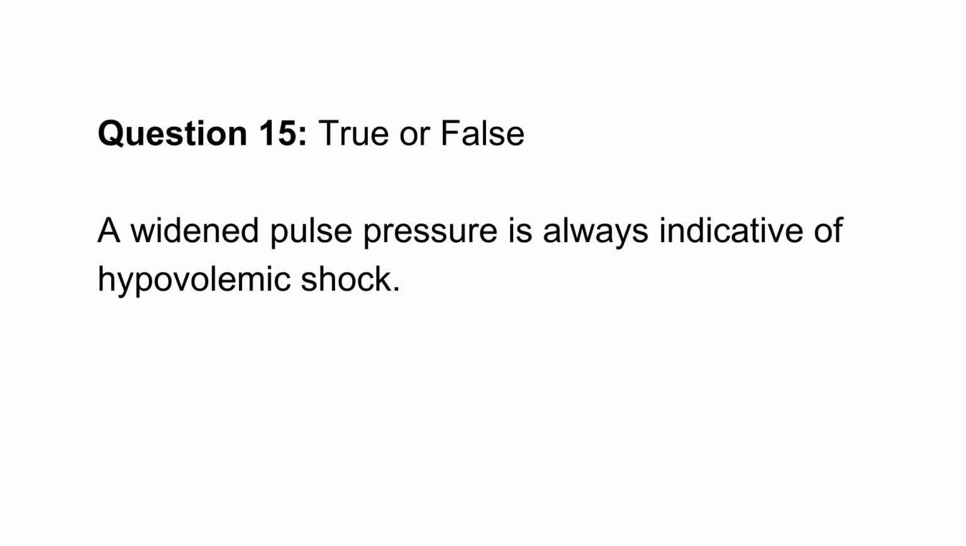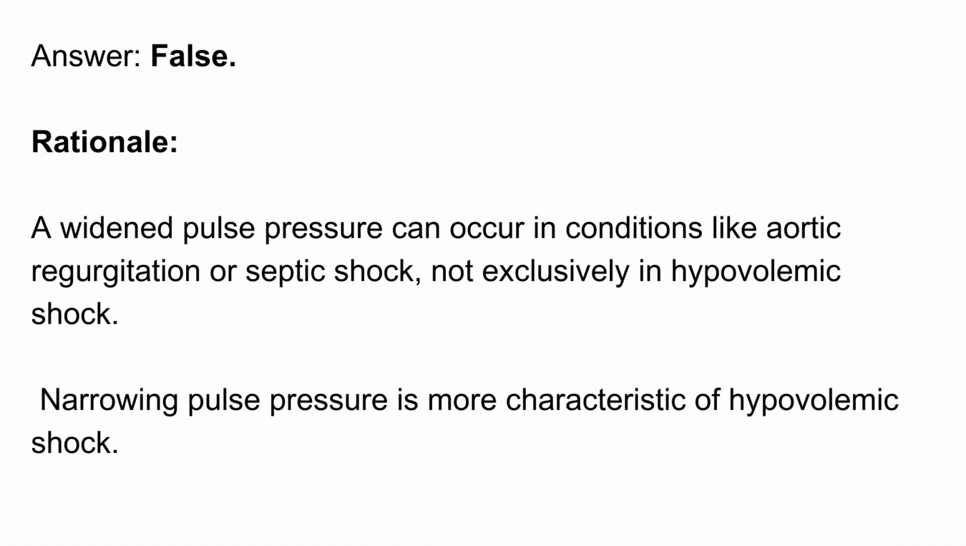Question 15. True or false? A widened pulse pressure is always indicative of hypovolemic shock. Answer: false. Rationale: A widened pulse pressure can occur in conditions like aortic regurgitation or septic shock, not exclusively in hypovolemic shock. Narrowing pulse pressure is more characteristic of hypovolemic shock.